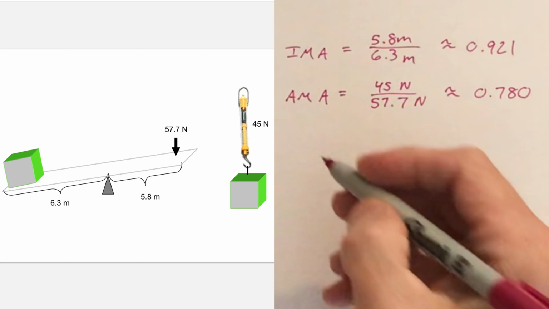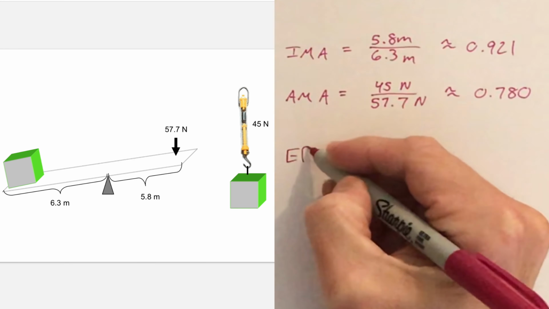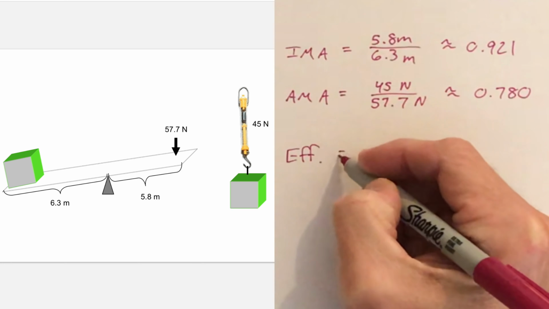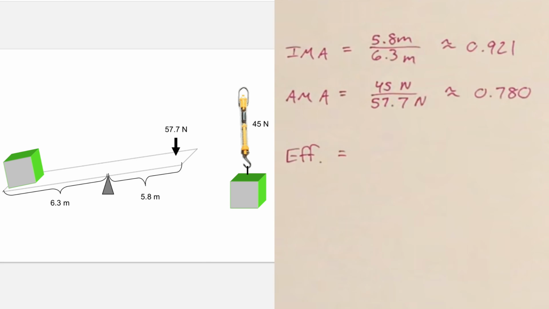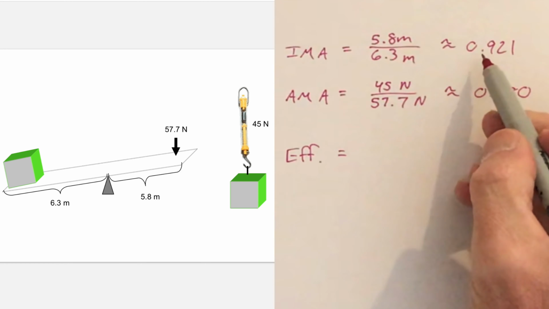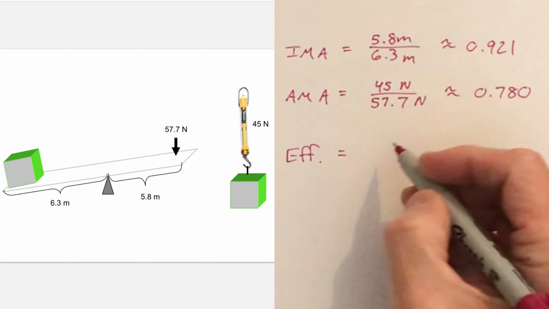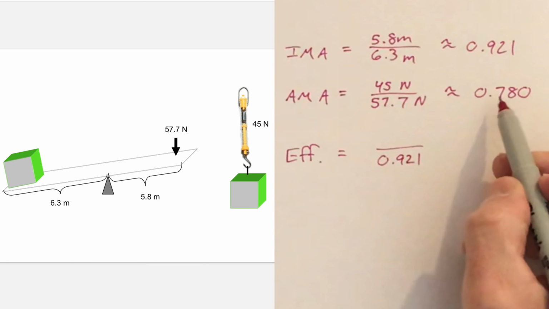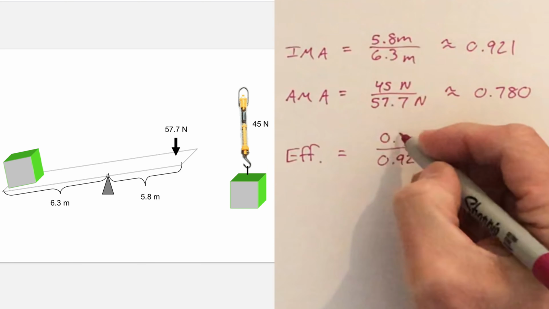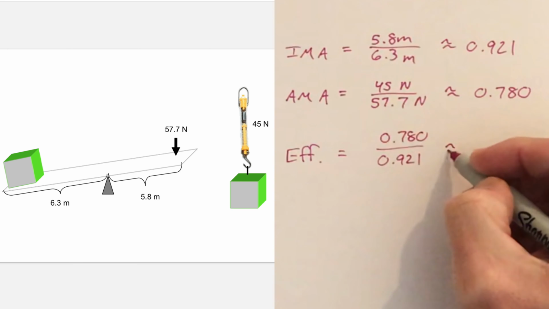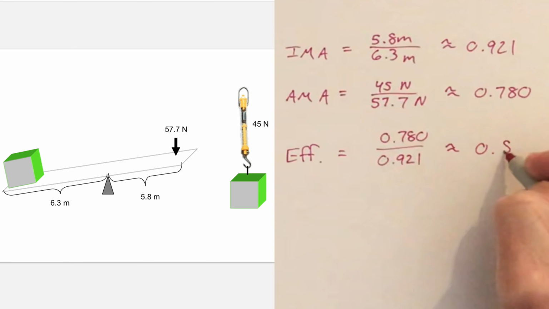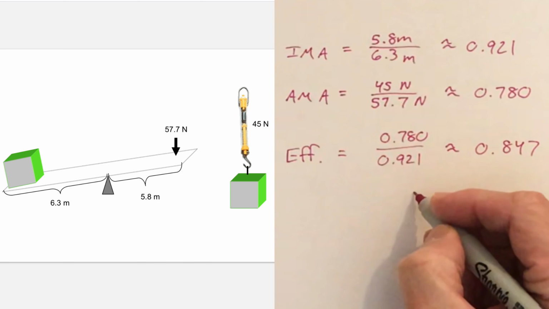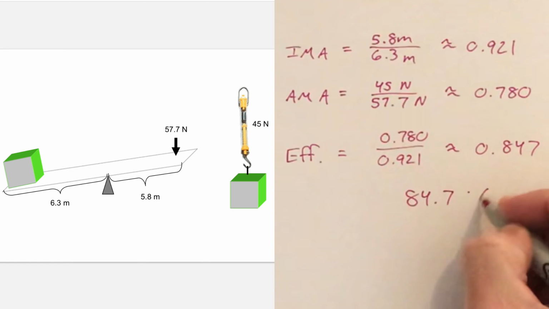Now we can calculate efficiency. Efficiency is the question of what part of what is possible actually gets used. Well, the best thing we could possibly do is a mechanical advantage of 0.921, but we actually had a mechanical advantage of 0.780, and that comes out to be approximately 0.847. So the efficiency of this particular lever is about 84.7%.